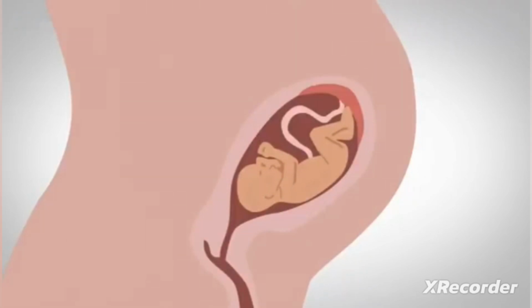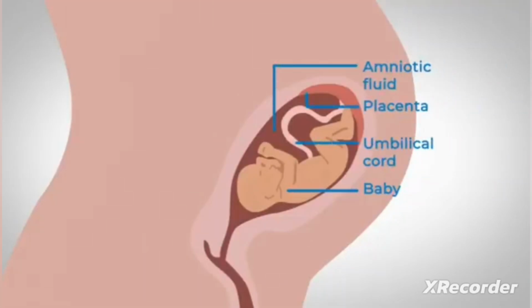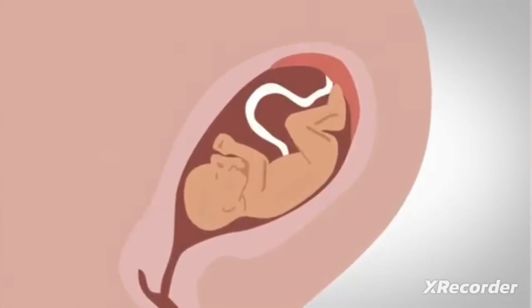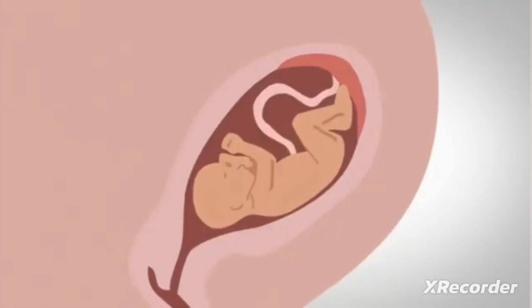Its ears are forming. Here you can see the baby's umbilical cord, the placenta, and the amniotic fluid. The umbilical cord connects your baby to the placenta. This is how your baby gets oxygen and nutrition, and how waste such as urine is removed.